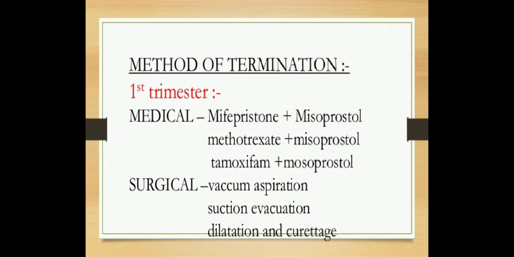In the first trimester, that is from the 1st to 3rd month, the medical methods are all from the prostaglandin group of drugs, as you have studied in pharmacology. The combination of mifepristone plus misoprostol is given, methotrexate plus misoprostol, and amoxicillin plus misoprostol. So these are the combinations of drugs which can be given to induce abortion in the first trimester. And surgical methods can be vacuum aspiration, suction and evacuation, dilatation and curettage.